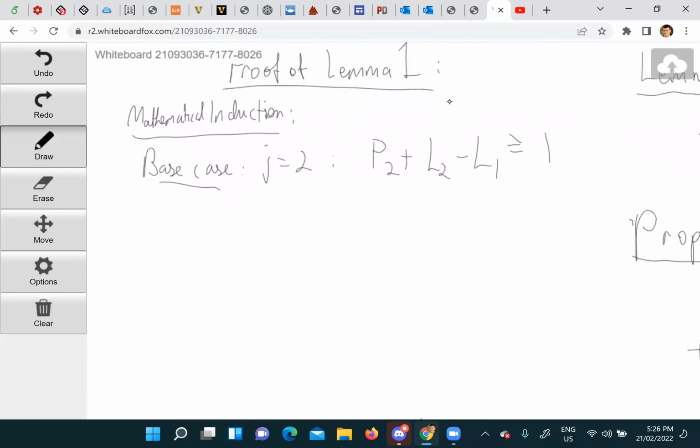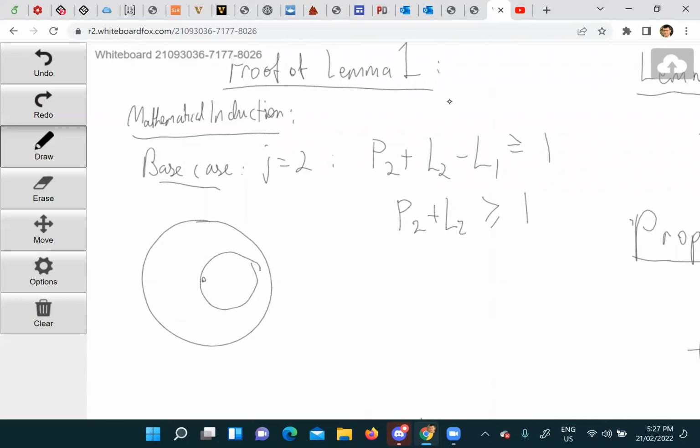This is really easy, because this is C1. So what's L1? We just defined L1 to be 0. So this is literally P2. We need to show that P2 plus L2 is greater than or equal to 1. So we need 2 circles. The second circle could stay inside it, or it could go outside.